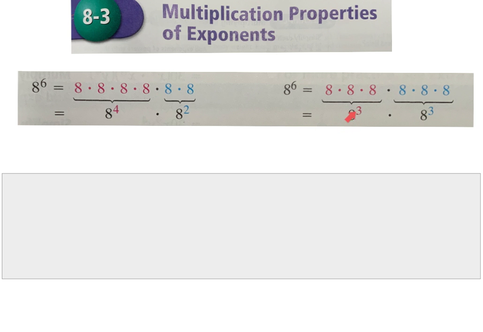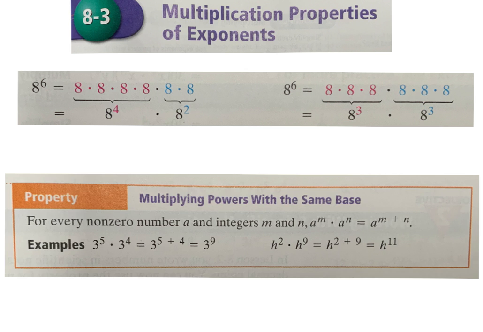Same thing happens when I have 8 cubed and 8 cubed. If I multiply these two, I get 8 to the 6th. It's 3 and 3. And this is where our property comes from that we're going to deal with today: multiplying powers with the same bases. So if you have the same base and you are multiplying them, you are going to be adding their exponents.